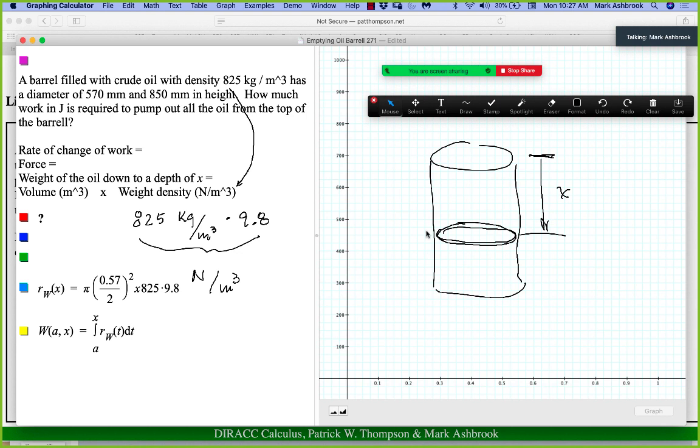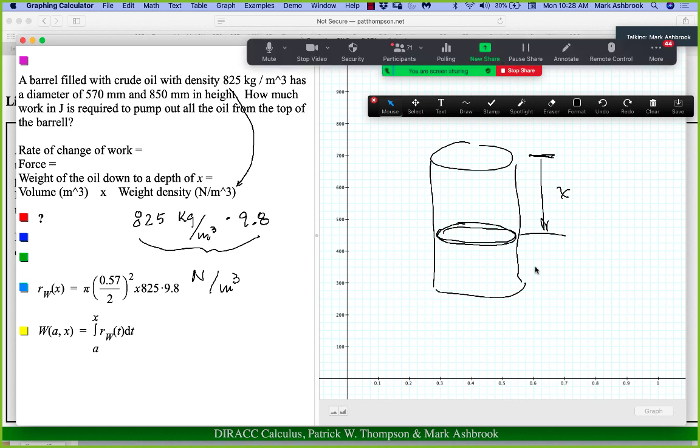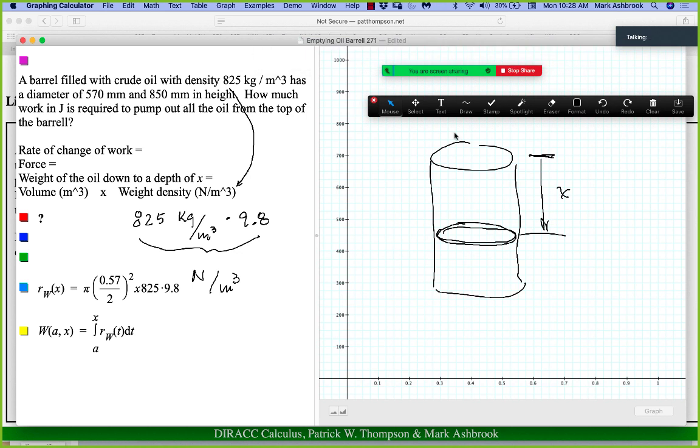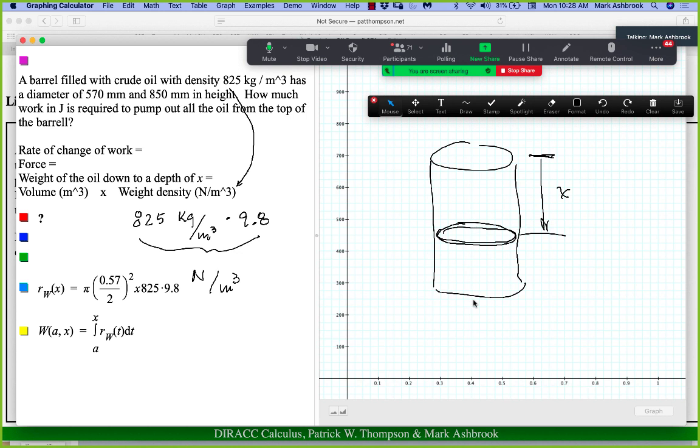And what about this for half the work? So will x going down to half the depth give half the work, less than half the work, or more than half the work? Less than, right? The stuff at the bottom is going to take the most work to get out. It's got the furthest distance to go. So the work associated with half of the depth is going to be less than the work associated with the bottom half.